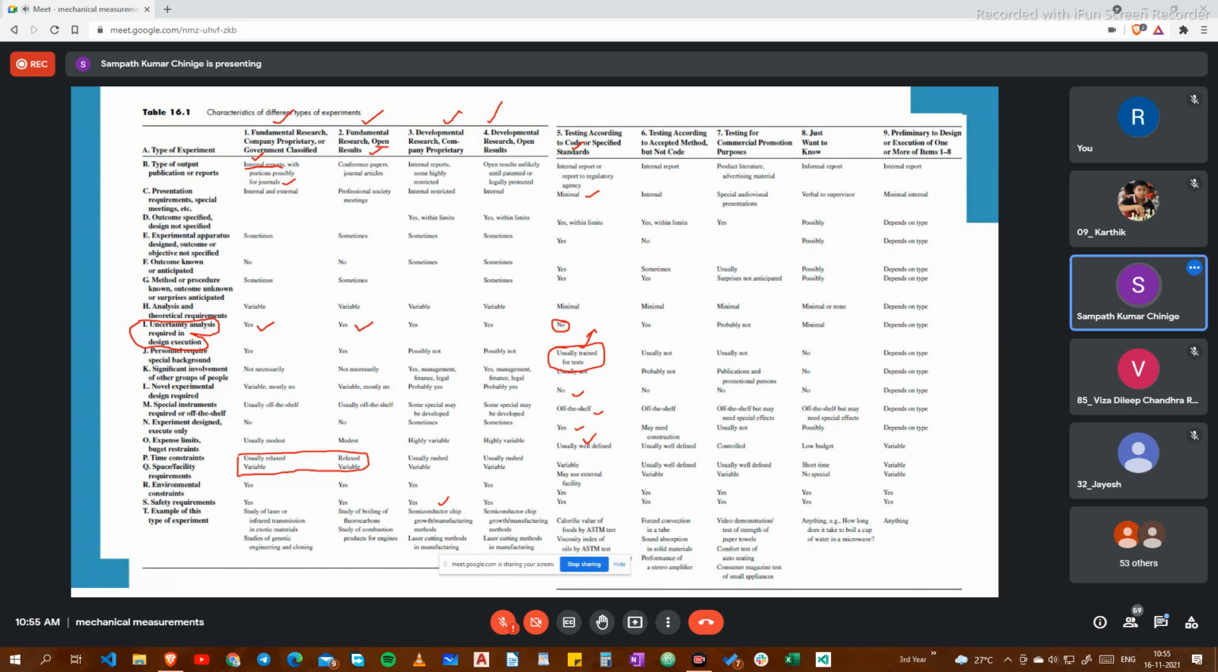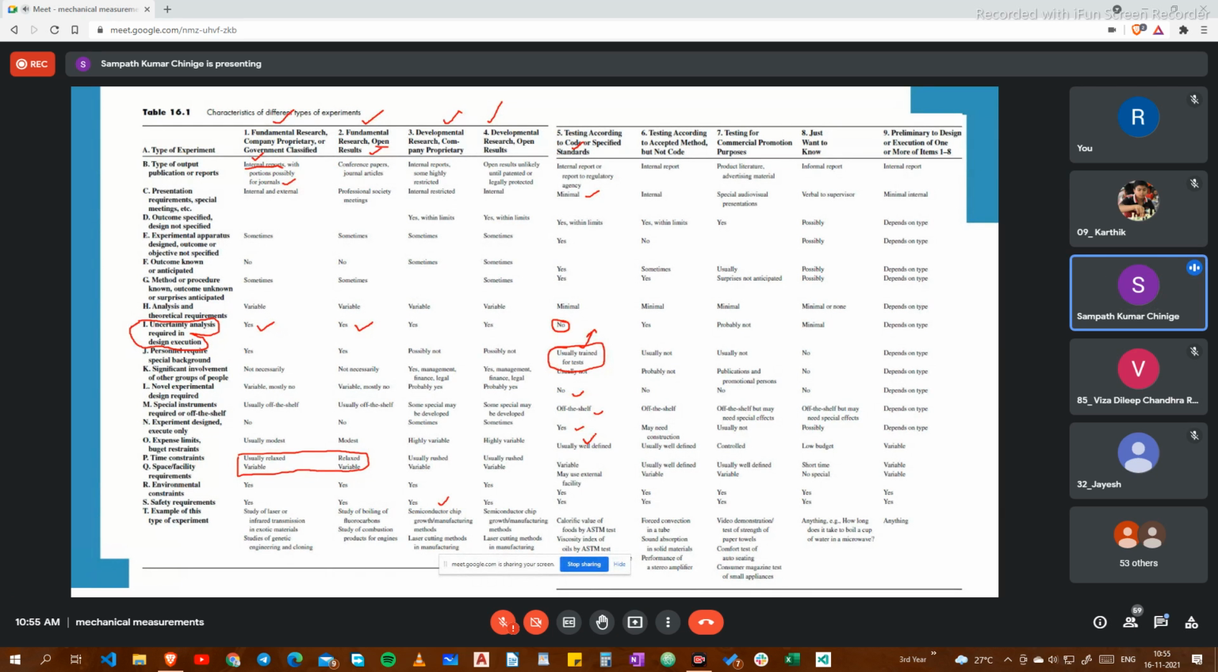What is the viscosity of that particular material? Whether you are following ASTM norms or ASME norms, which one are you following? Based on that, you explain to the people. Such kinds of experiments we call testing or coding. Testing according to code or specified standards. So this is the third kind of research.